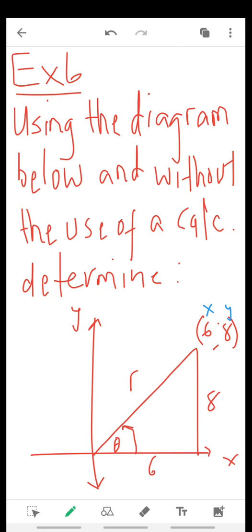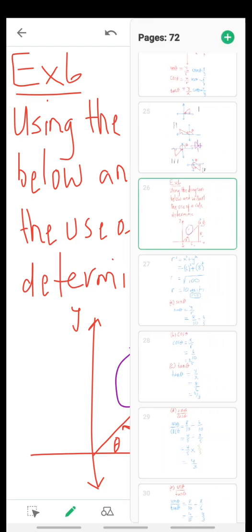Example 6. Using the diagram below and without the use of a calculator, determine, okay, we'll see the questions. So this is the diagram, and we are given a point (6, 8). That's the point, 6, 8. What does 6 represent? X. What does 8 represent? Y. So with this diagram, this is what we are having. How do I find r? Very important. How will I find r?